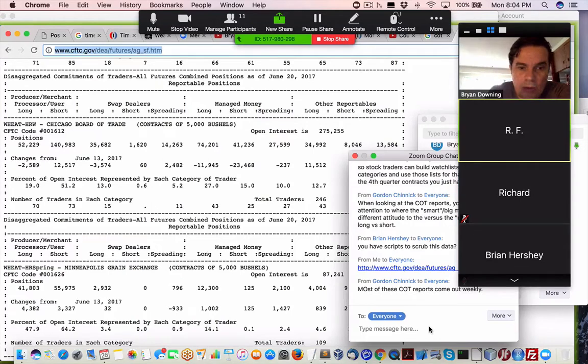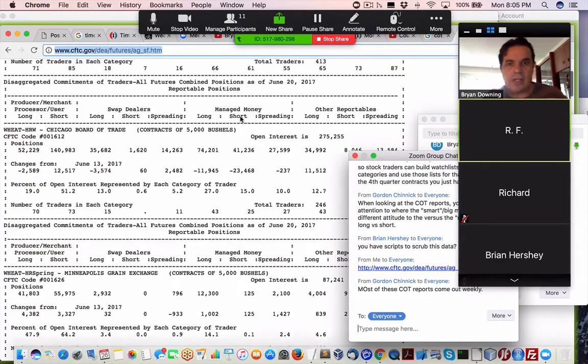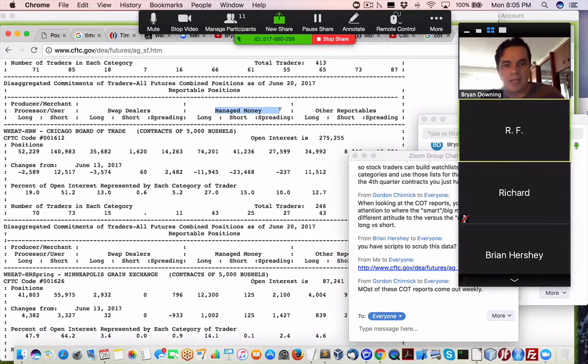Most of the COT reports come out weekly. That's correct. I think it's every Tuesday. They come out once a week, but it's a good way to watch where the hot money's going, specifically, as Gordon says, for the managed money, and that's the hedge funds, the pension funds.